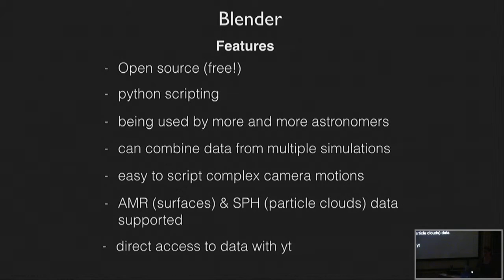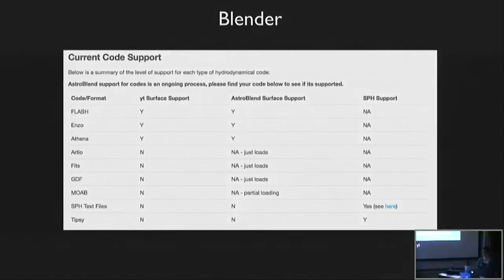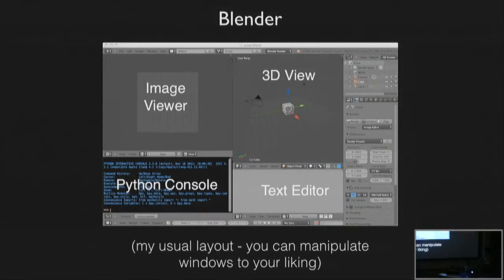Well, I'll show some pictures, but it's got a 3D interactivity in which you can combine data from multiple simulations. You can easily script complex camera motions, and again, there's direct data access with YT. So here's just a table of what kind of data you can use now in AstroBlend. But this is being updated sort of when I get around to it. So I would say check the AstroBlend website, just astroblend.com, to see an updated version of this.